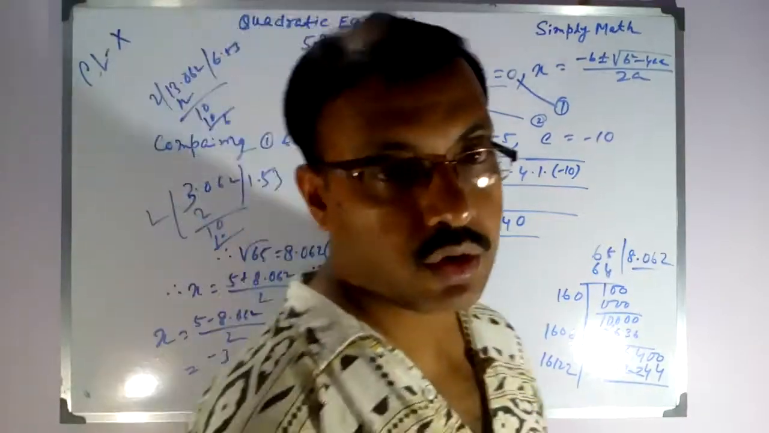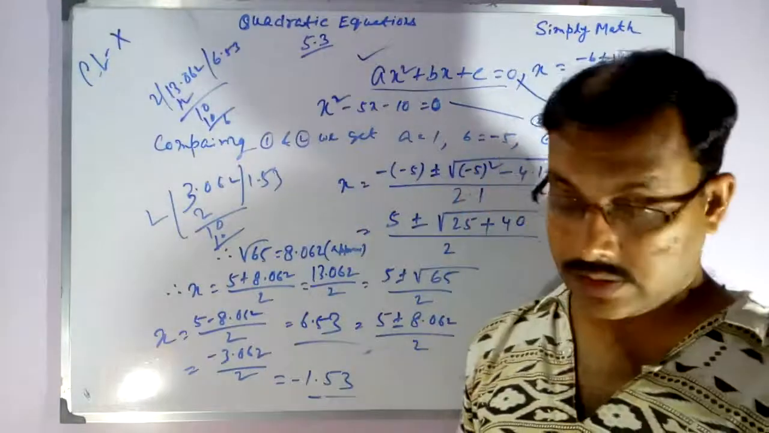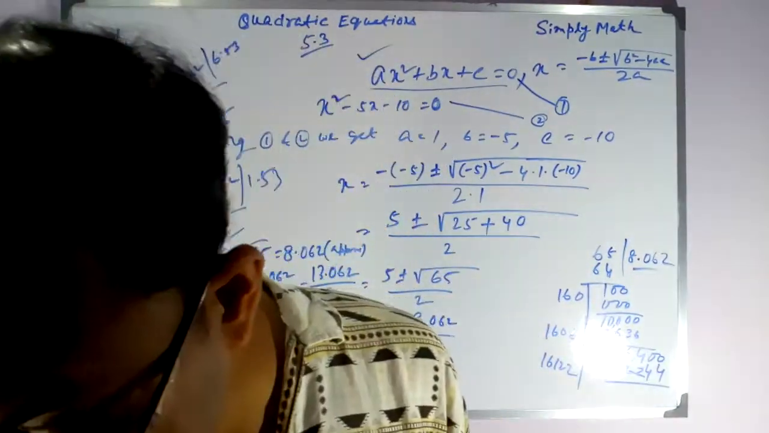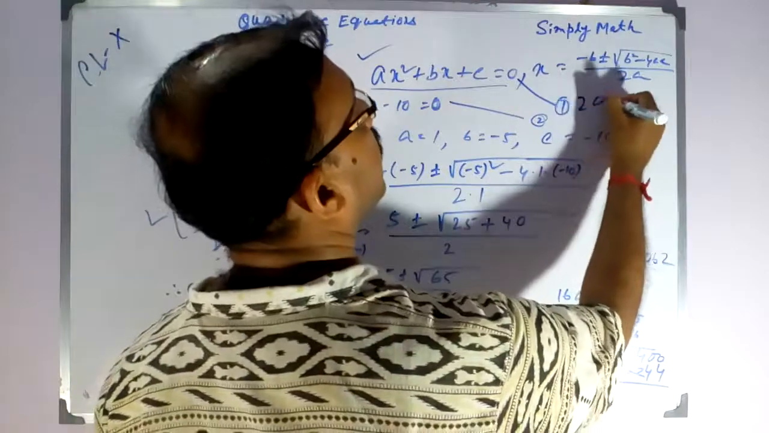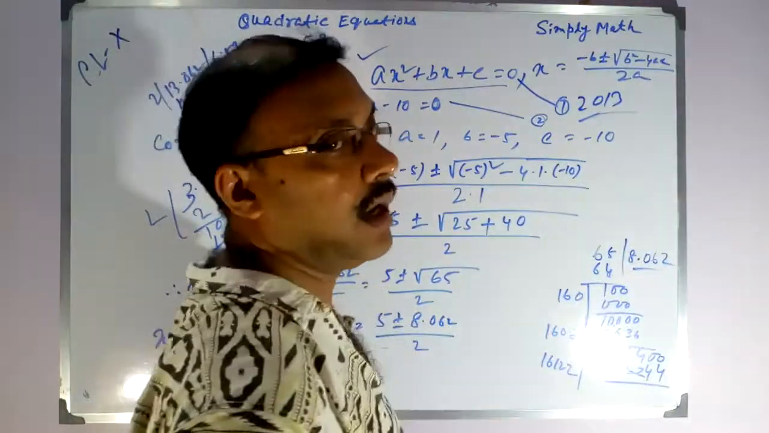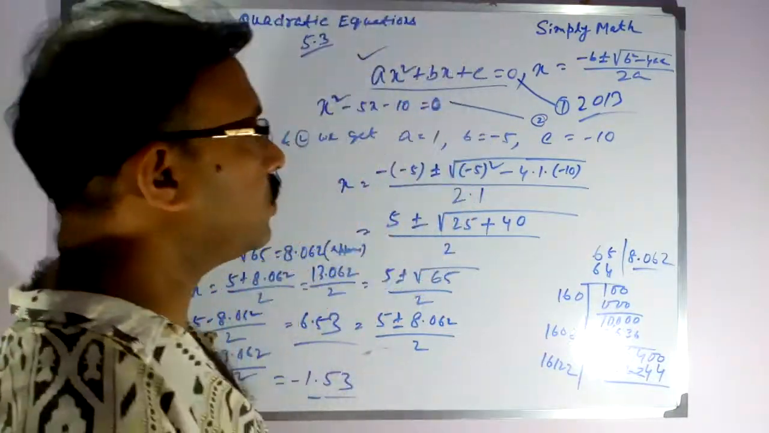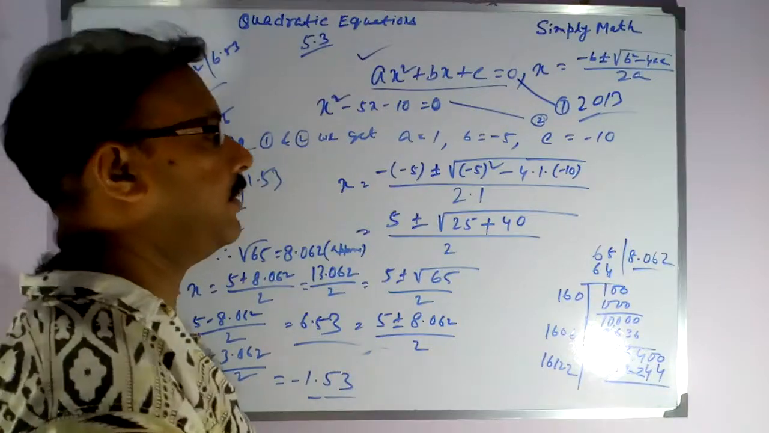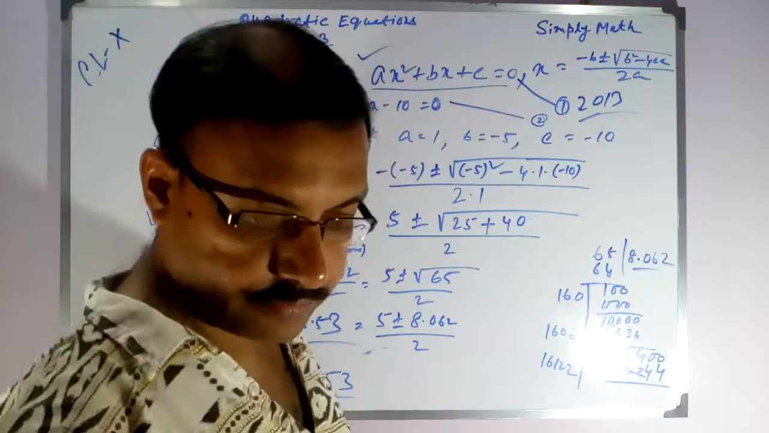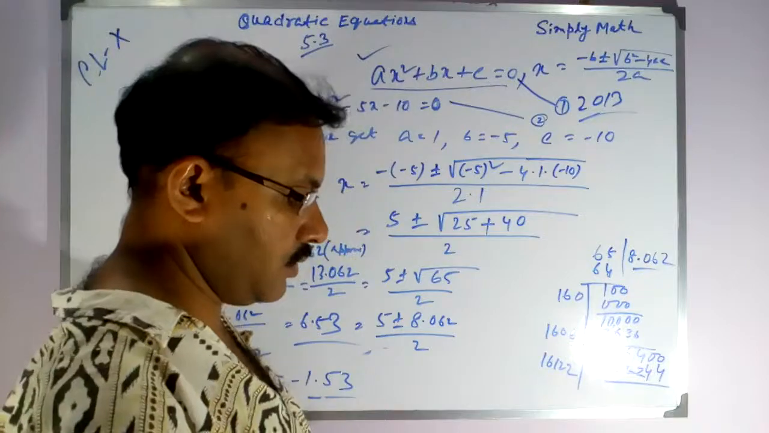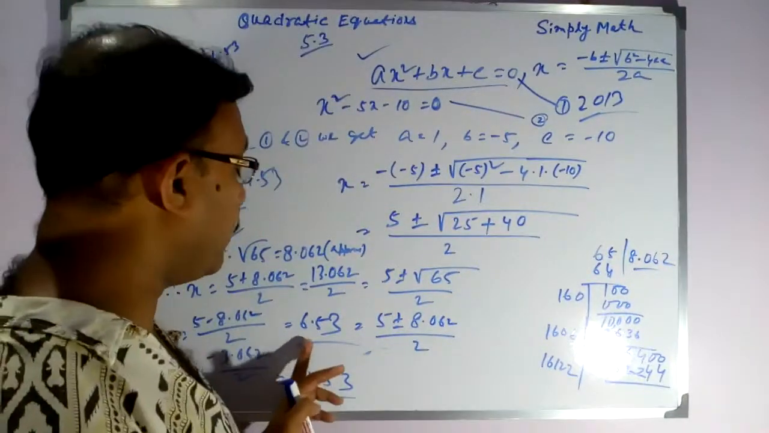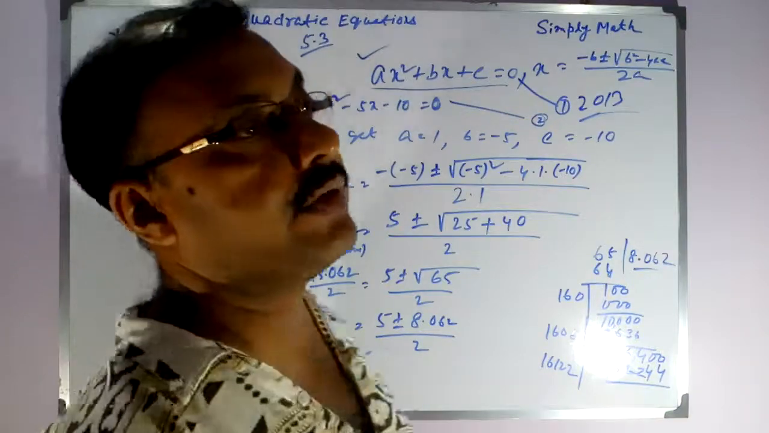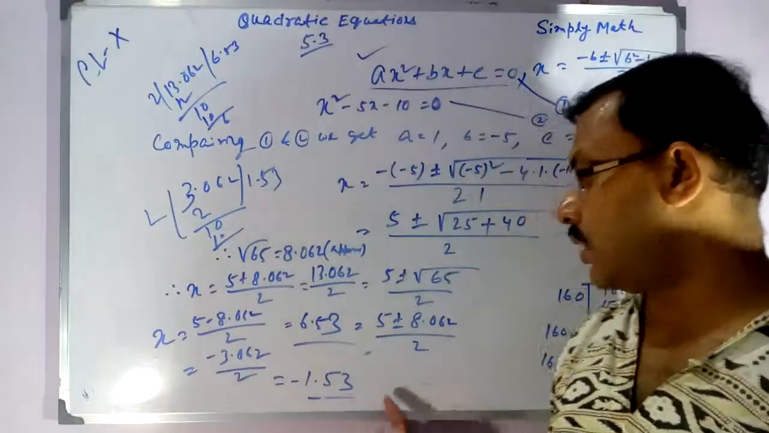So here we get two figures. This problem came in 2013 in your ICSE board exam. In 2013 this problem came. For this you will get one value as 6.53 and another value as minus 1.53.